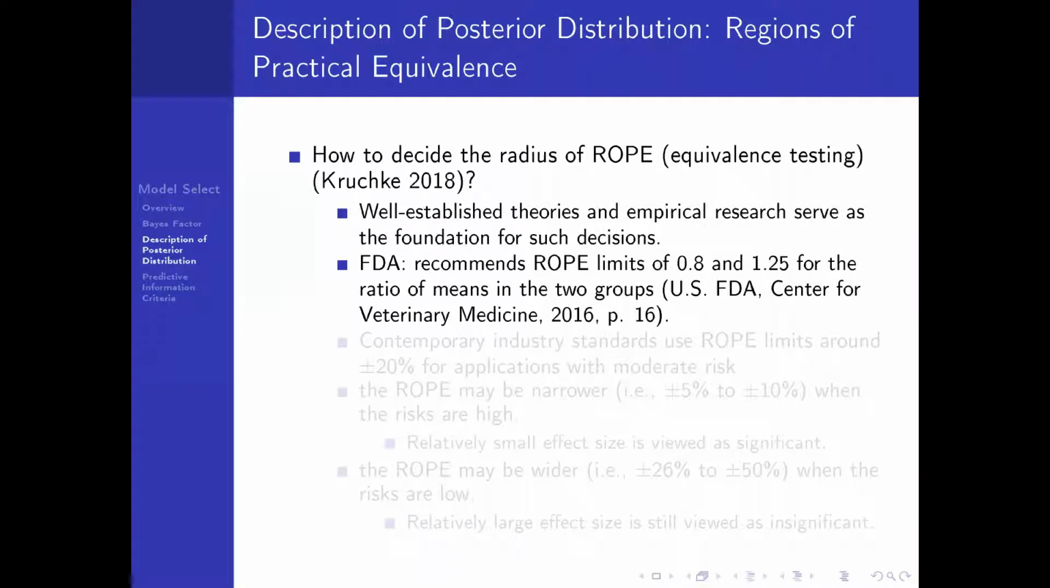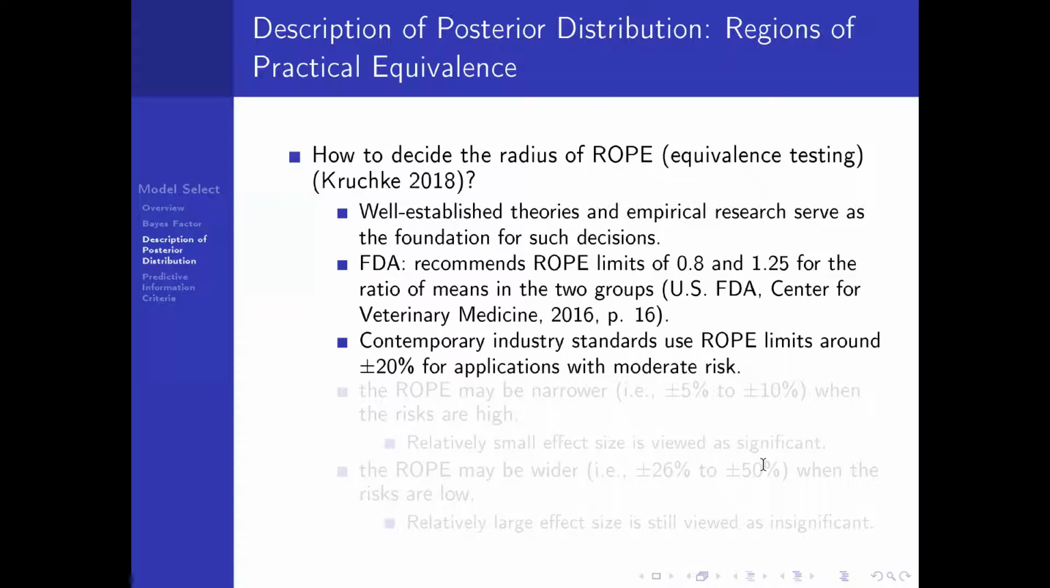Also, there are some guidelines provided by authoritative agencies. Let's say for FDA, they recommend ROPE limits of 0.8 and 1.25 for the ratio of means in the two groups. Comparing two means, taking the ratio.